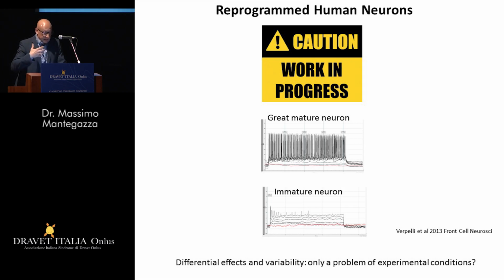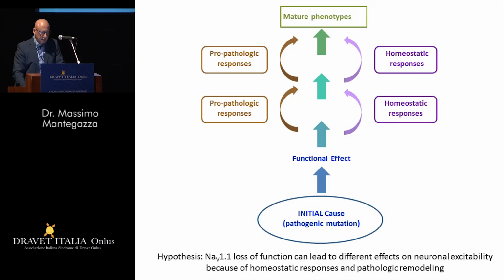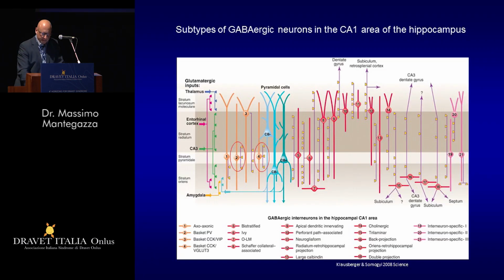But do these differential effects depend just on variability, and are they only a problem of experimental conditions? Maybe not, because here maybe you model not just the initial cause that you see in these cell lines or initially in mice, but also the other responses of the system, pro-pathologic and homeostatic. The hypothesis here is that NaV1.1 loss of function can lead to different effects on neuronal excitability because of these different responses of the system. So we searched for homeostatic responses.